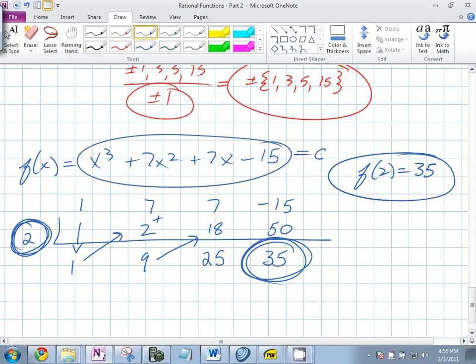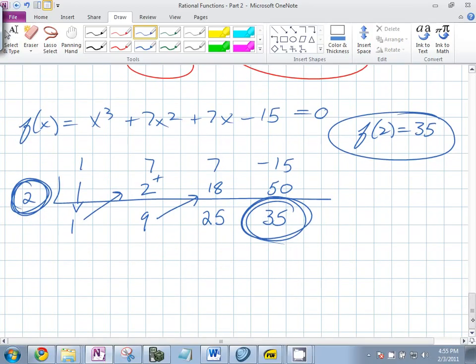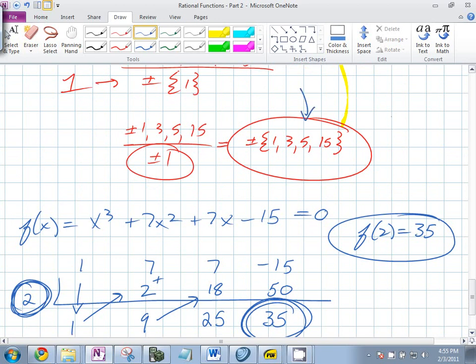Now you're looking for numbers that make this equal to 0. As you found, that's how you simplify your rational functions. So let's test another number, and let's keep it to this list. These are the potential rational zeros. Start with the small positive ones.